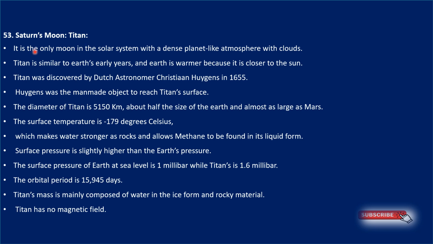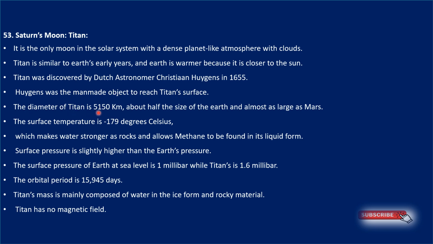Saturn's moon, Titan. It's the only moon in the solar system with a dense planet-like atmosphere with clouds. Titan is similar to Earth's early years. The Earth is warmer because it is closer to the Sun. Titan was discovered by Dutch astronomer Christiaan Huygens in 1655. Huygens was the first man-made object to reach Titan's surface.